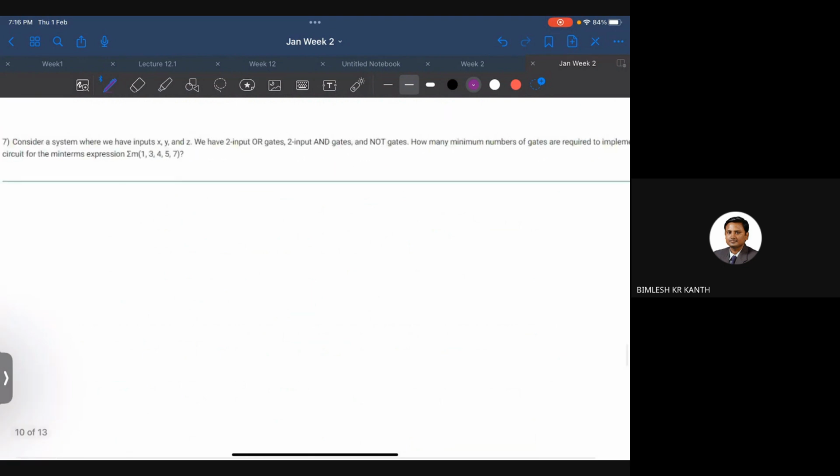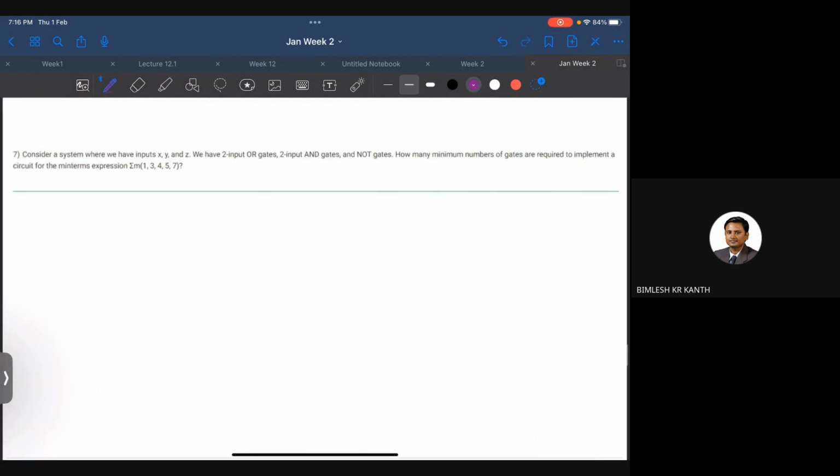The next question is, consider a system where we have inputs x, y, and z. We have two-input OR gates, two-input AND gates, and NOT gates. How many minimum gates are required to implement the circuit for the min-term expansion? The min-terms given are 1, 3, 4, 5, 7. You first have to find the minimal expression, then tell the minimum number of gates required, right?